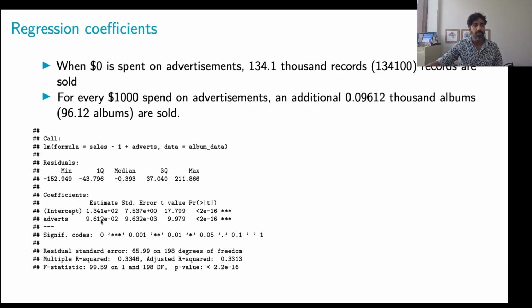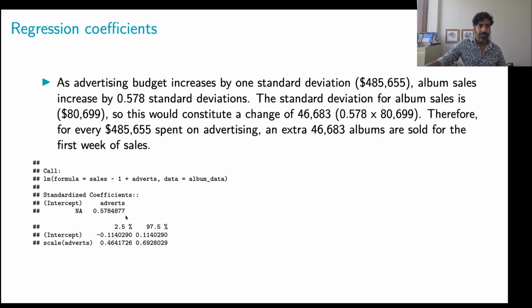I've got an example for you. But in terms of adverts, here's an example: for every $1,000 spent on adverts, because the measurement's in thousands of dollars, an additional 0.09612 thousand albums are sold. That's because the e-02 means move the decimal place back 2 spots, and then it's in thousands. I think the units are in thousands, so you move it forward 3. So you get 96.12 albums sold for every $1,000 spent, right? So that's what those regression coefficients mean there.